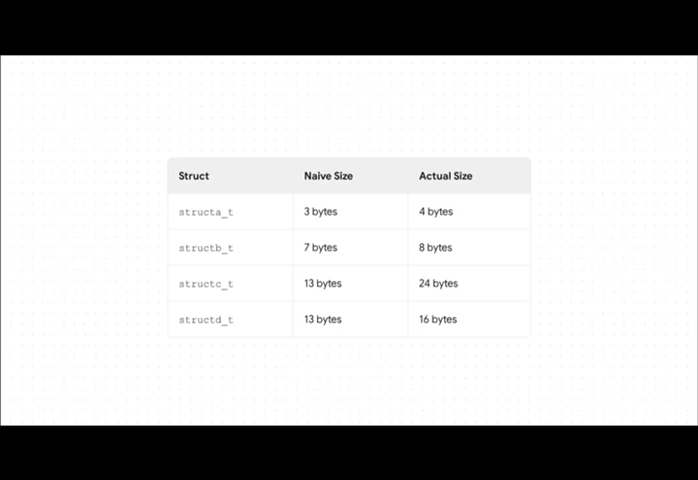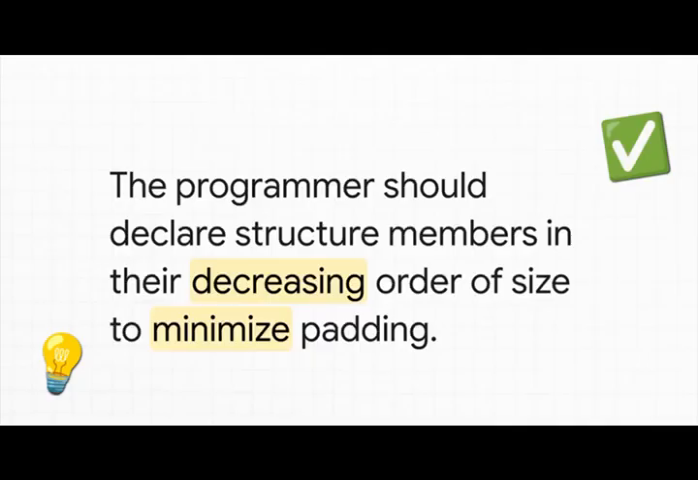You can see what we thought the size should be versus what it actually is. And just look at the difference between struct CT and struct DT. They have the exact same members, but one takes up a whopping 24 bytes and the other only 16. What gives? The answer is probably the simplest, most effective trick in the book for minimizing padding. Reorder your members. Seriously, if you declare them from largest to smallest, you naturally create a layout that requires the least amount of padding to satisfy all those alignment rules.